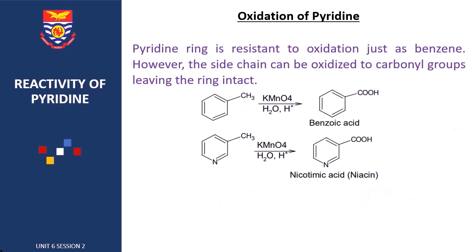Next is to look at oxidation of pyridine. The pyridine ring is resistant to oxidation just as benzene. What happens is that it's the side chains that are easily oxidized. Potassium permanganate can be used to oxidize the alkyl group here to the carboxylic acid functional group. Similarly, the same thing happens in pyridine. So the oxidation reactions of pyridine and benzene are almost always the same.